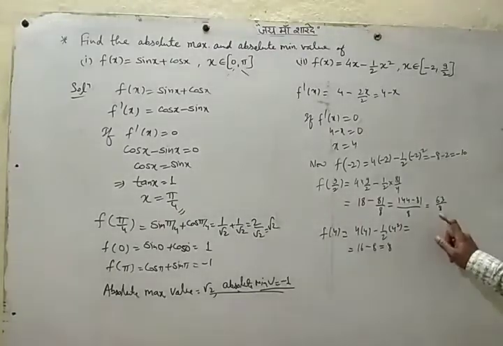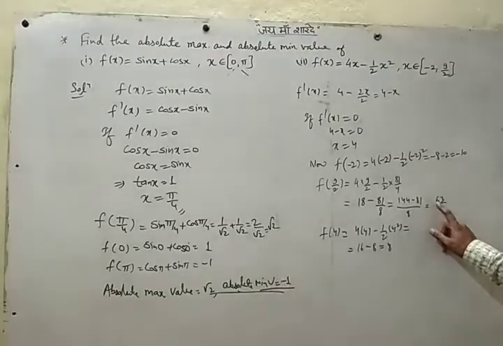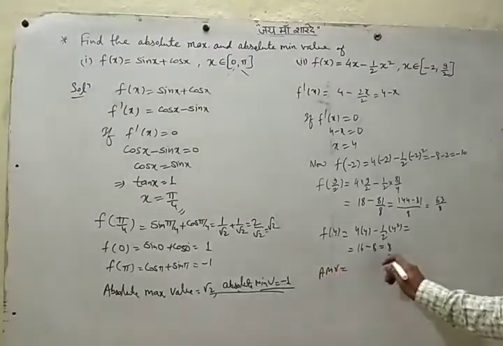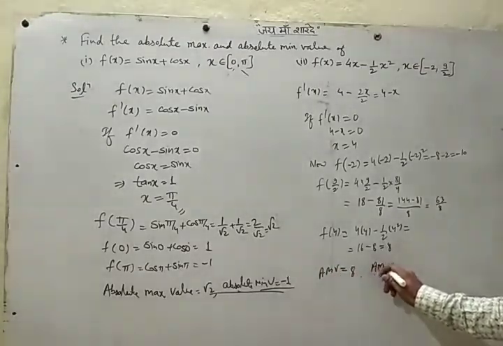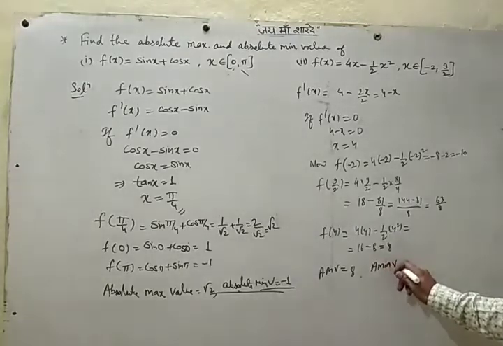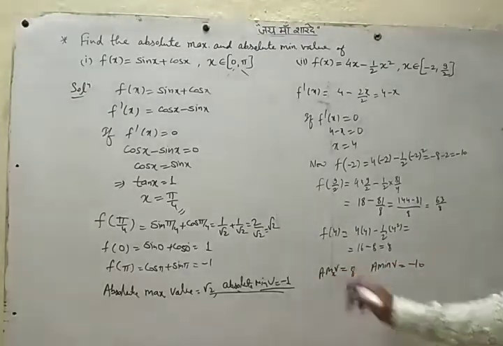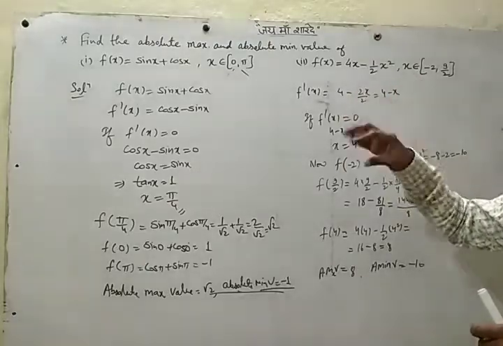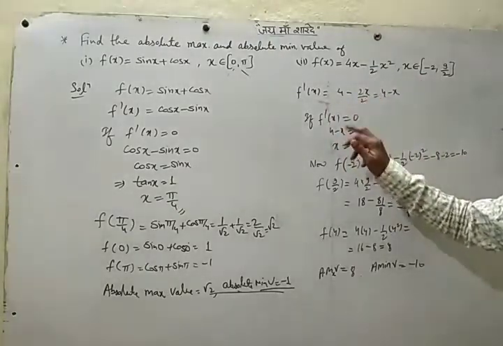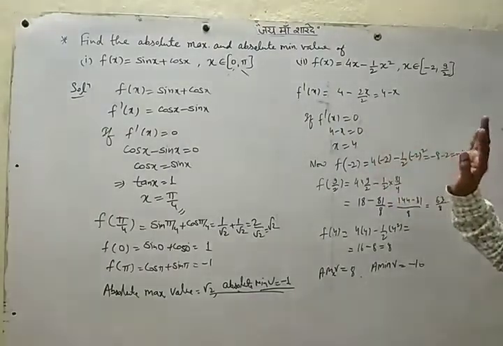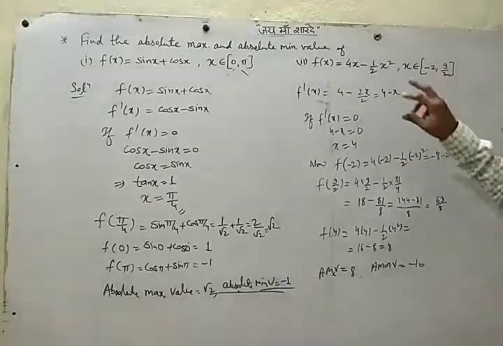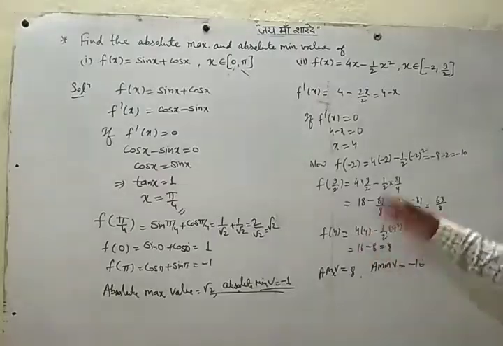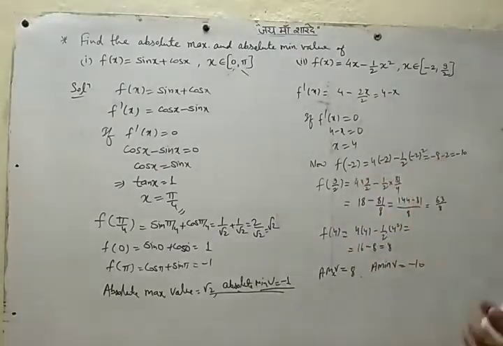Minus 10 is the minimum value, and 63 by 8 is less than 8, since 64 by 8 is 8. So here the absolute maximum value is 8 and the absolute minimum value will be minus 10. This is the maximum value, this is the minimum value. So to find the absolute maximum or absolute minimum value, just find the first derivative, put it equal to 0, find the critical points, then find the value of the function at all the critical points and at the ends of the given interval, and you can see which is the greatest and minimum value. That will be our absolute maximum and absolute minimum value.